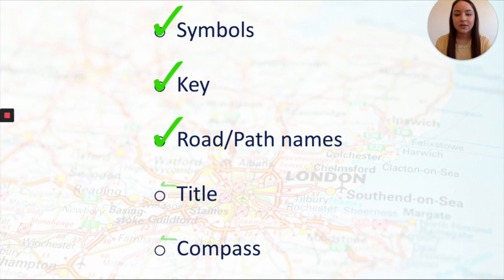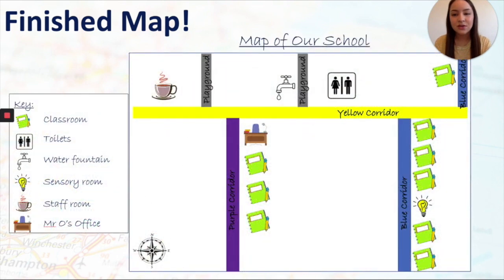So we've done the title and the compass too. That's our whole checklist complete. So your finished map should look something like this. We have the title, so we know it's a map of our school. We've got the key, so we know exactly what each symbol represents. We have all of the corridors clearly labelled, the symbols in the right places, and a compass as well to show us which way the map is facing. Well done if you finished that map, that's excellent work.